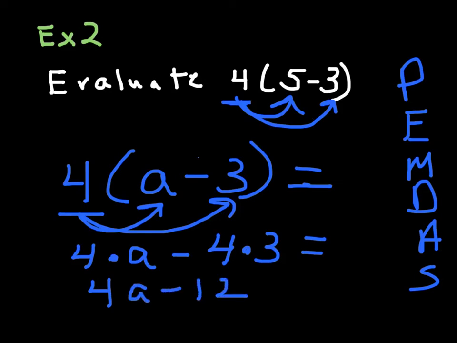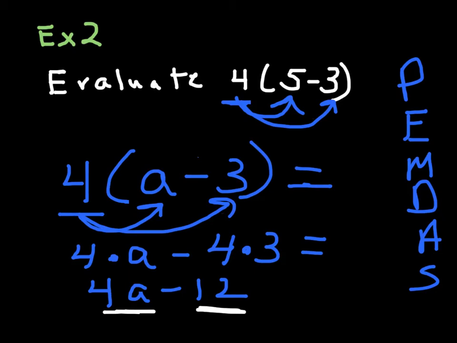And we're done. Now something I want to emphasize is we cannot take this 4 and this 12 and subtract the 2. 4 minus 12 is a negative 8. We cannot write this as a negative 8A or something like that. The reason that we cannot do that is because this has an A in it, this doesn't. I can't combine the two.